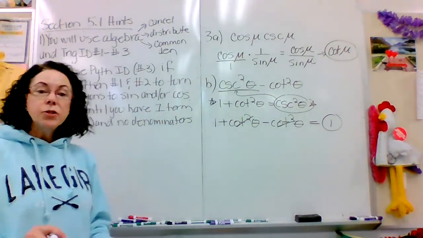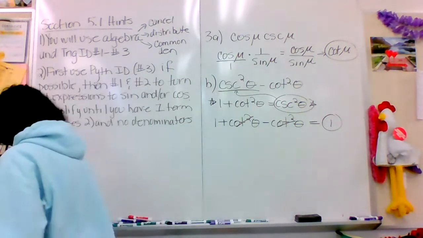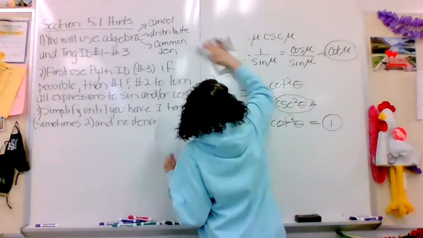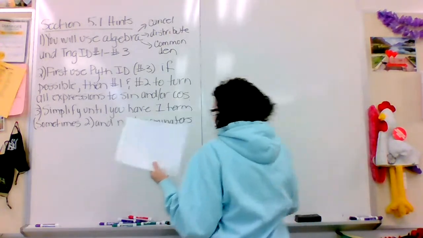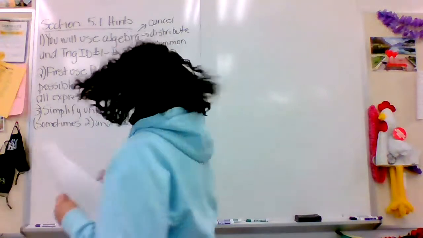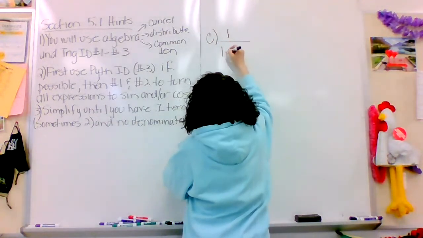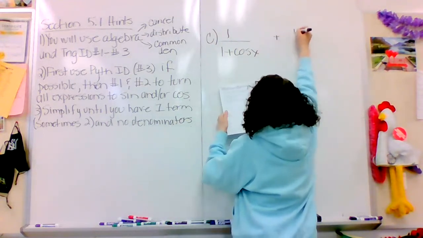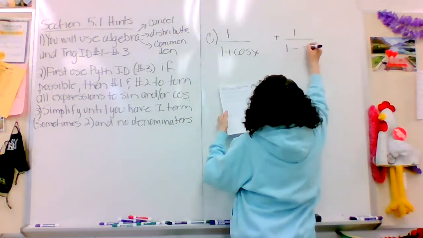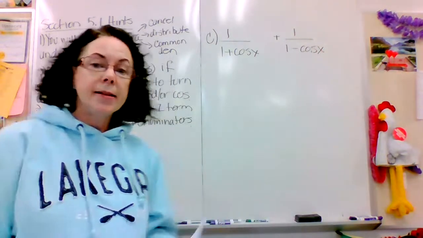Okay, let's do C. I am going to erase. C is not harder. You just have to be super careful with your algebra. On C, we have 1 over 1 plus cosine of x plus 1 over 1 minus cosine of x. Okay, and they want us to simplify this.